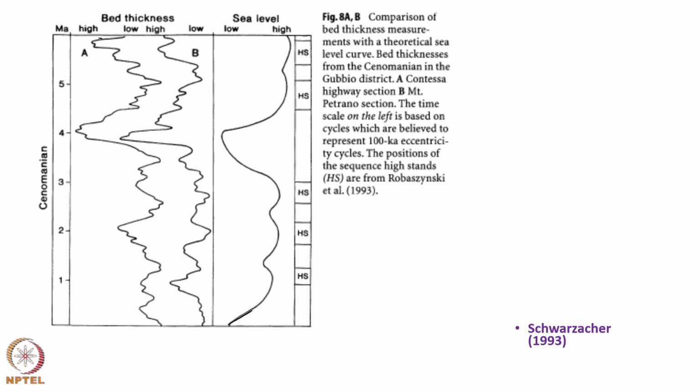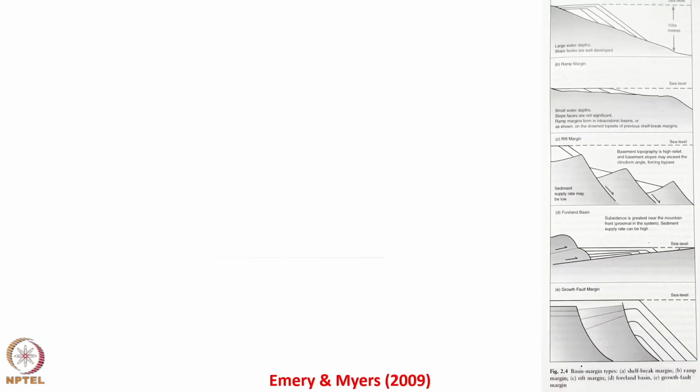When there is a sea level high, we are finding thicker sedimentation. I am requesting students to follow the curve and check whether in case of high sea level we are always getting thick deposits or vice versa. Let us look at the different basin margin types.